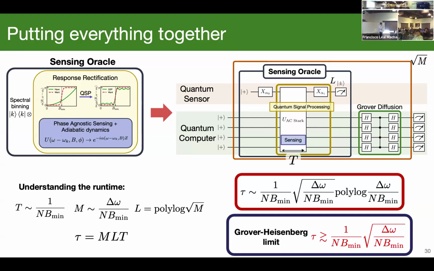Because our signal is not a Hamiltonian, it's literally a classical oscillating field, it's only determined by the parameters omega and beta, and those enter into our protocol. You seem to give me some confused looks, but maybe this is something that we can discuss at question time.